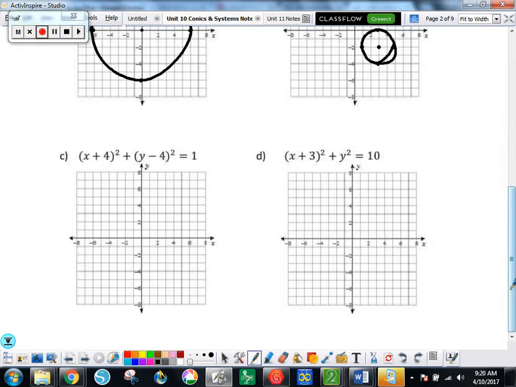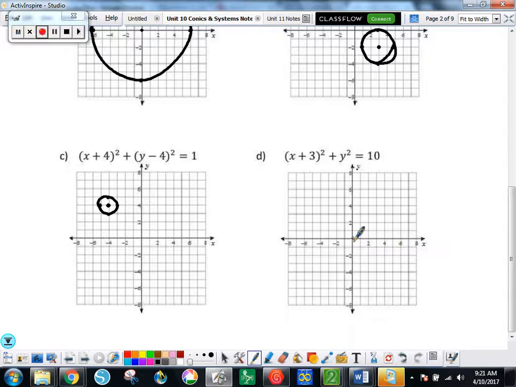Okay, next one. The center is where? -4, +4. The radius is 1. So up, down, left, right, 1 from there. I'm really good at pre-drawing circles, but when I have certain points that I have to hit, I suck.